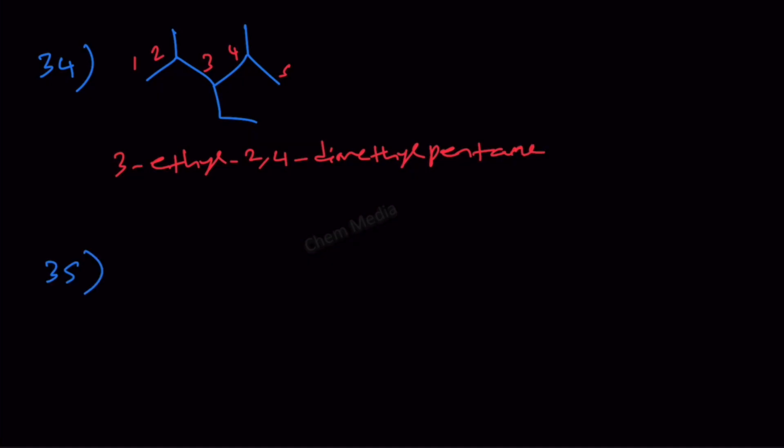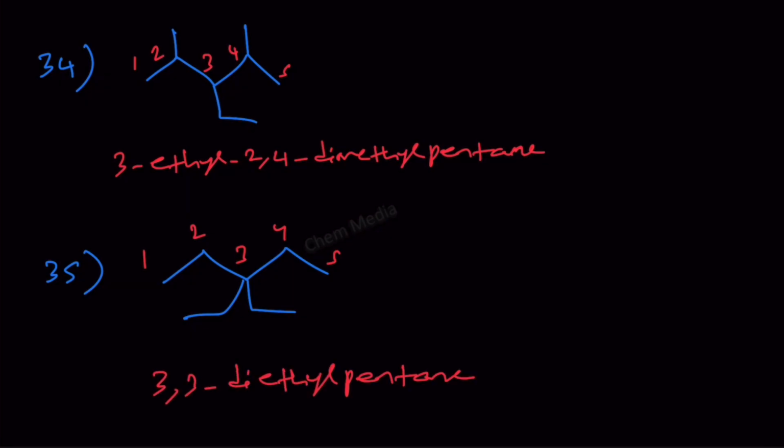And then number 35. The last isomer. 1, 2, 3, 4, 5. We are going to put 2 ethyl groups at 3rd position. That is another isomer. So this is 3, 3 diethyl pentane. In total, we have written 35 isomers of C9H20 and their IUPAC names.